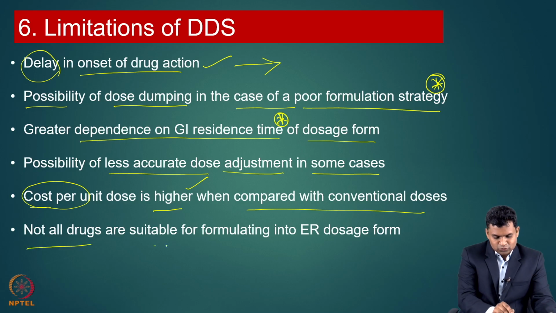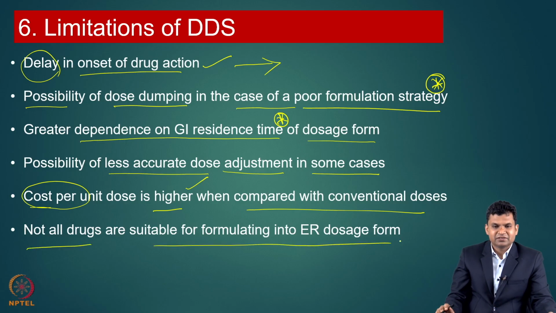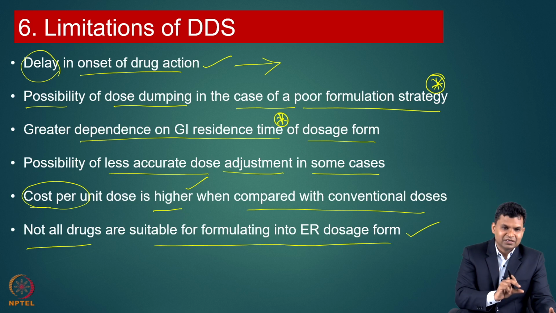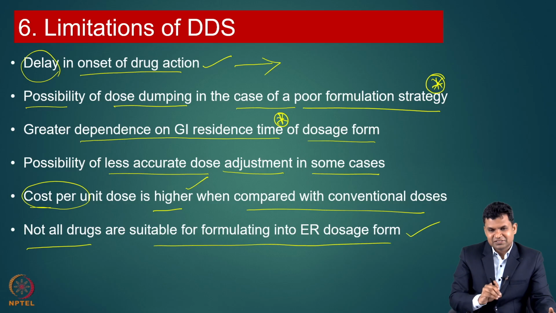Not all drugs are suitable for formulating into the extended release dosage form. That is a correct point, and based on that, in our next class we are going to see what properties we need to look at while developing controlled release and other types of formulation. Even in the nanocarrier systems also we are going to discuss. So, one system will not fit all drugs. We need to convert our drugs into the required format and then we can give it as a drug delivery dosage form.